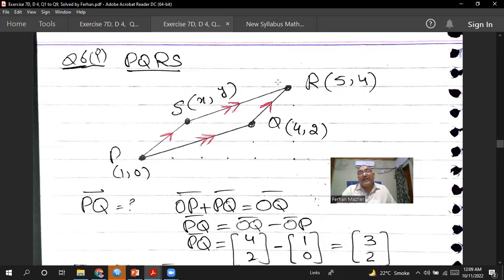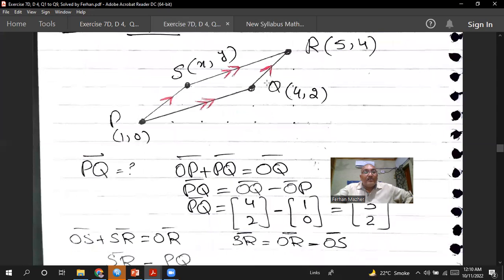So first of all, I will try to find out the PQ using the position vectors. OP plus PQ equals to OQ. So PQ will be equals to OQ minus OP, and the OQ is 4, 2, and the OP is 1, 0. 4 minus 1 is 3. 2 minus 0 is 2. So the column vector of the PQ vector will be 3, 2. The same will be the column vector for the SR, because the PQ and the SR are the opposite sides of a parallelogram, so they are equal in length. They are parallel to each other, so they will have the same vector.